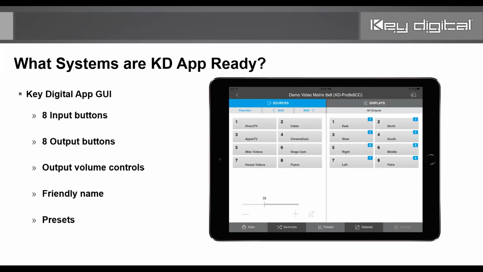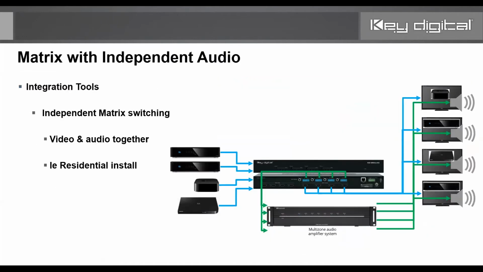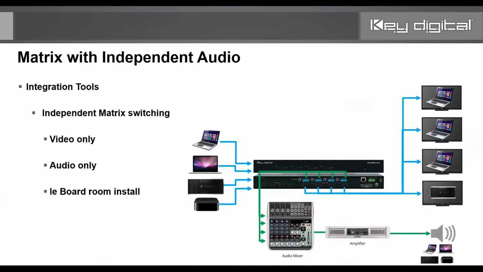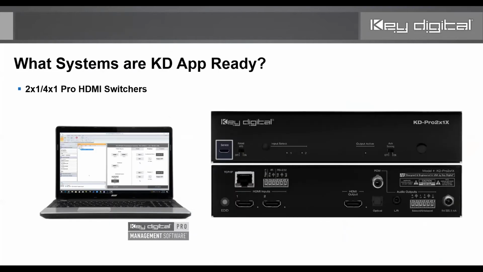Again, here's another example with the Pro 8x8. 8 input buttons, 8 output buttons, our volume control, friendly name, presets. I know this gets a little redundant, and I know Jonathan spends a lot of time on these PowerPoint slides, but I want to show you a good example itself. So what systems are KD app ready? Again, here's our 2x1 and 4x1 Pro HDMI switchers.